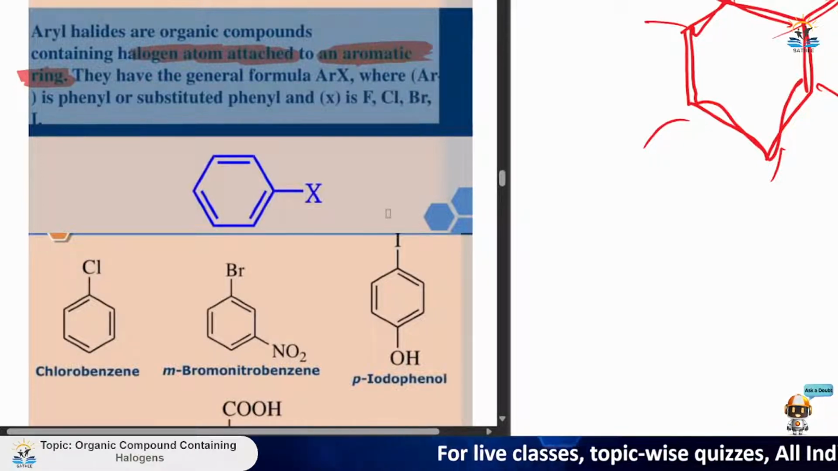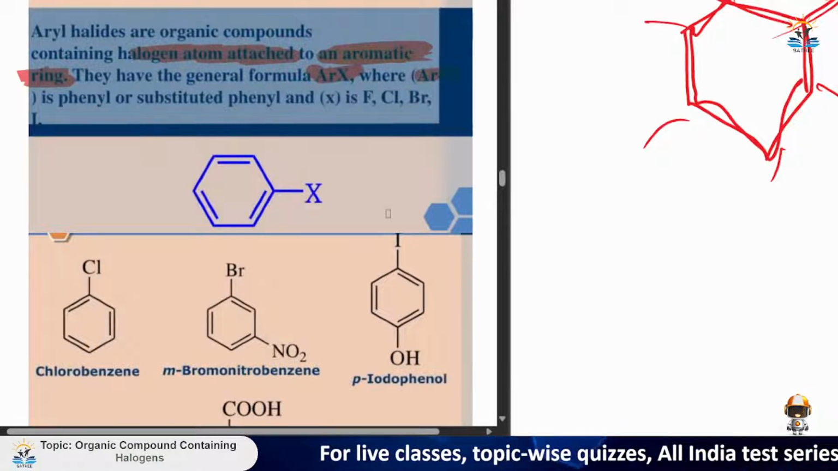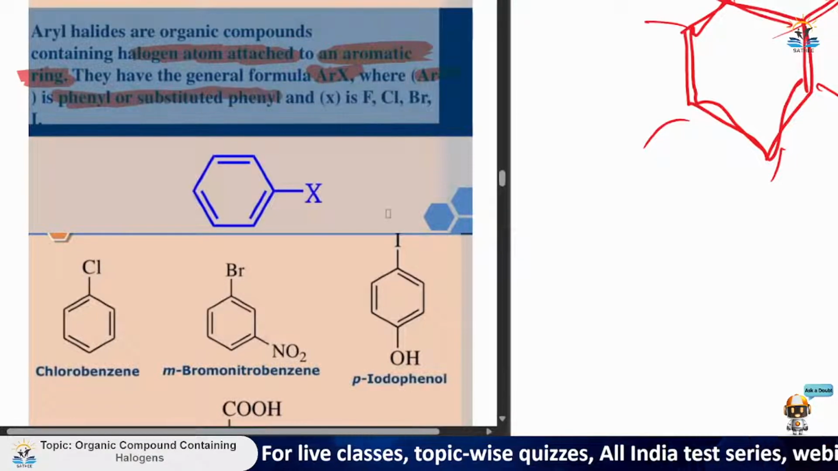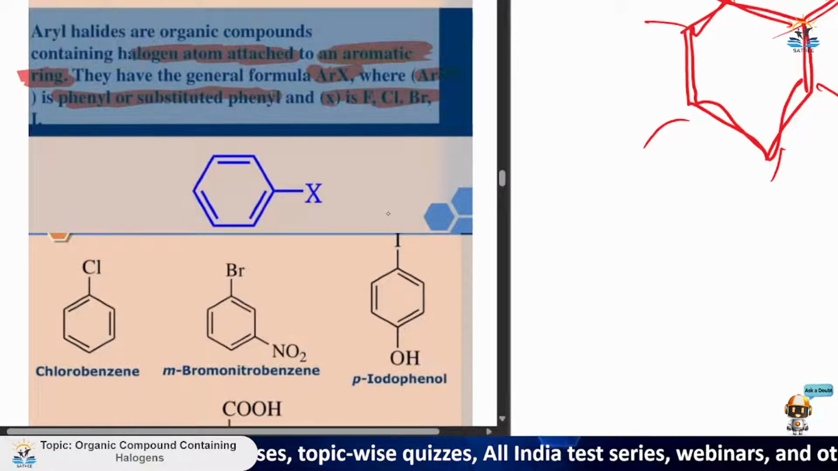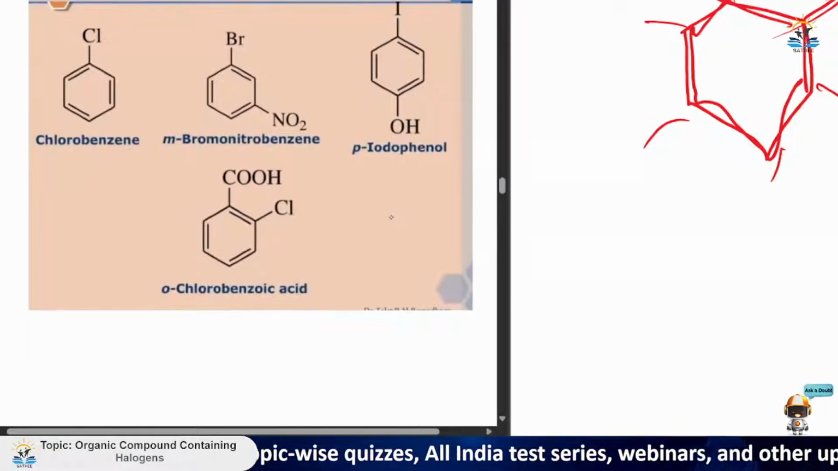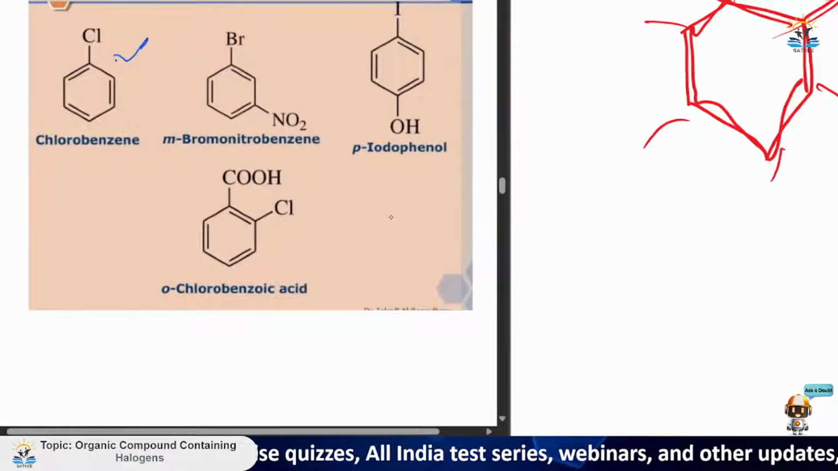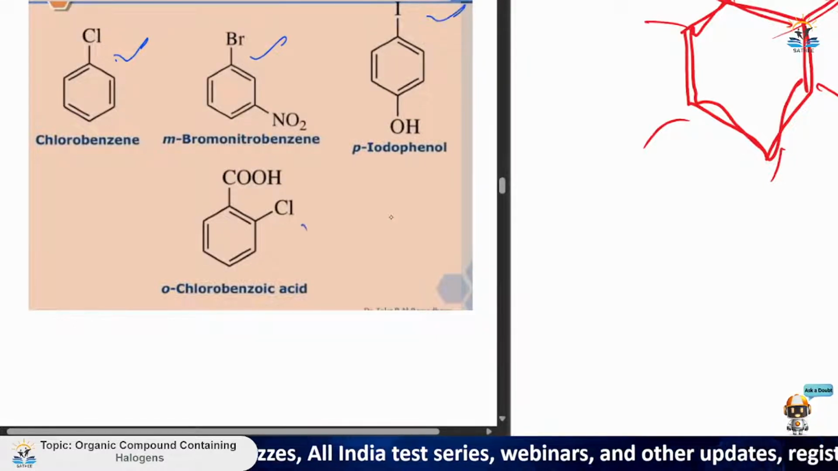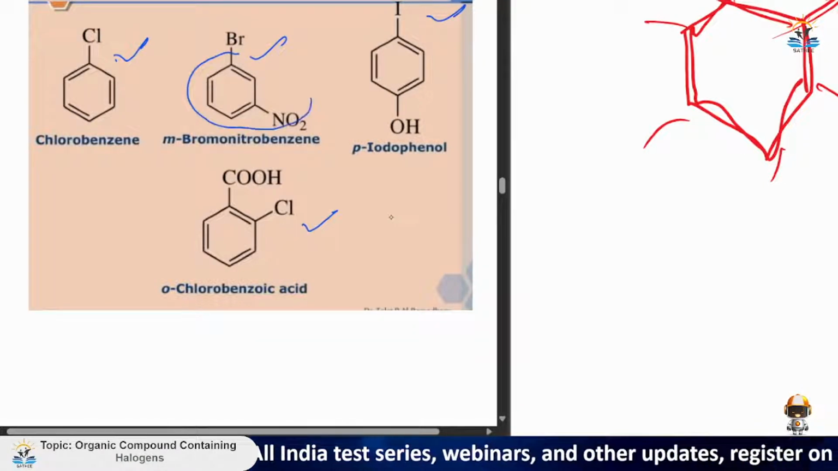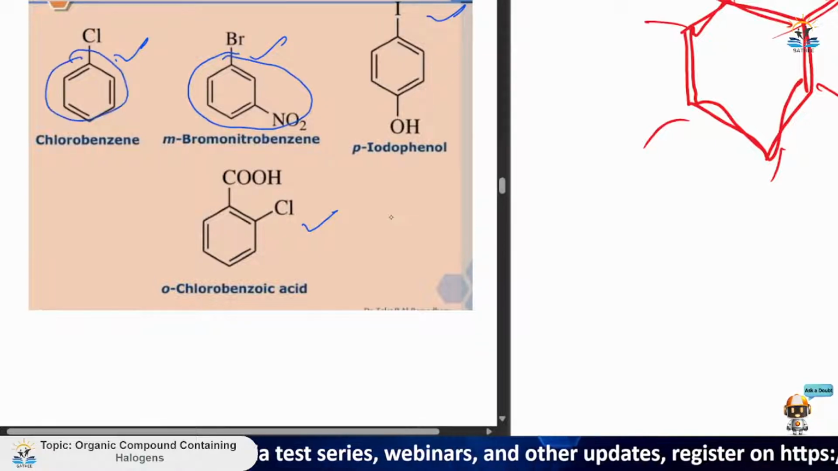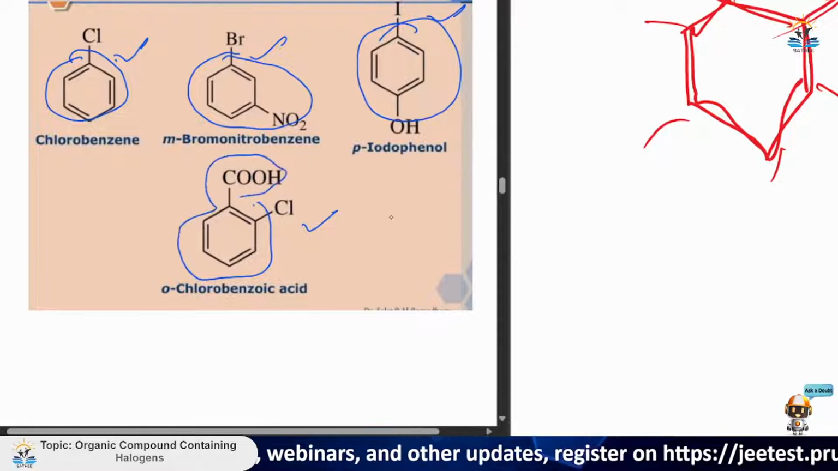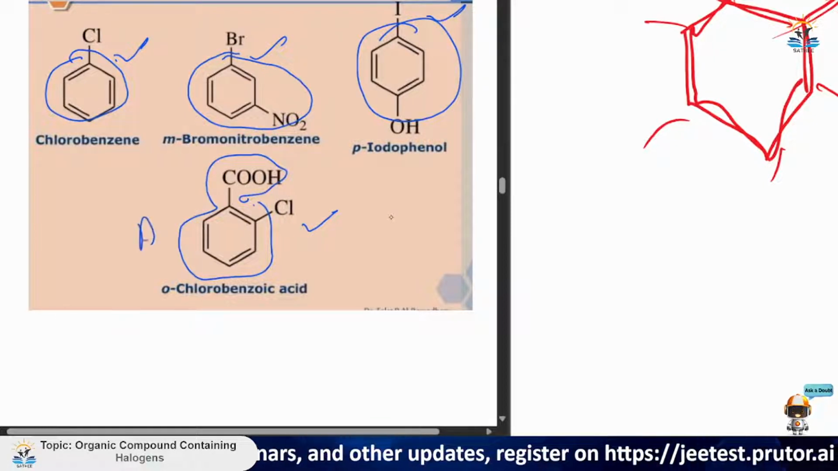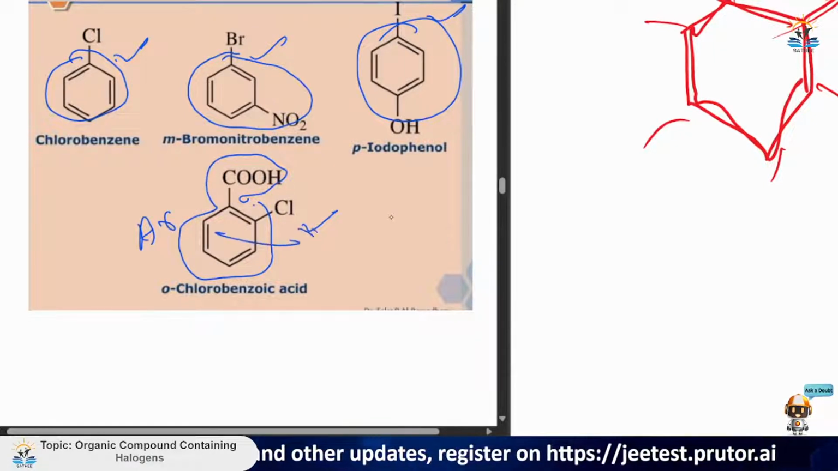They have the general formula ArX, where Ar is phenyl or substituted phenyl, and X is fluorine, chlorine, bromine or iodine. We have given some examples here. This is chlorine, this is bromine, this is iodine, and this is chlorine. This whole part is Ar, our aromatic part, and this is the X part.